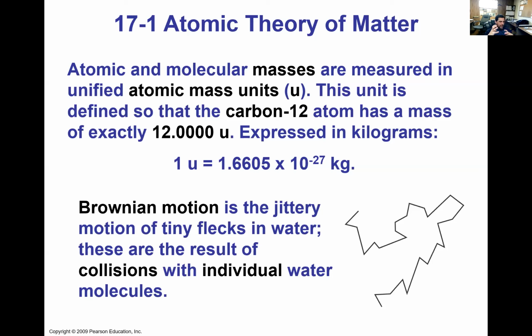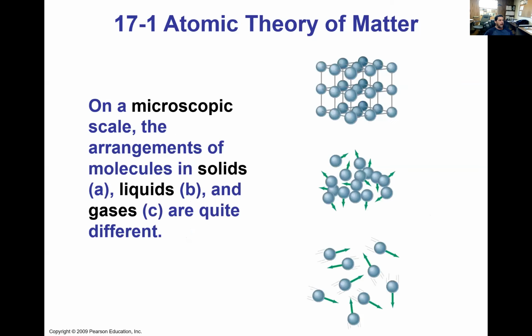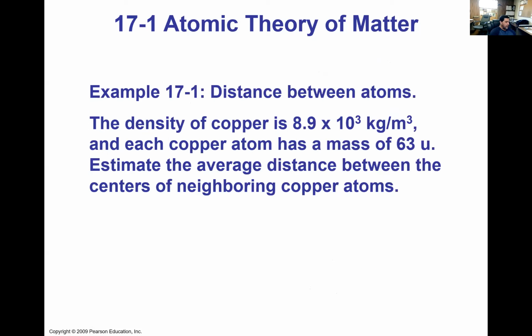So motion on an atomic level is very jittery, almost like tiny flecks in water. They're the result of collisions of individual molecules, okay? On a microscopic scale, when you take a look at different substances, up here would be solids, in the middle here would be what liquids look like on an atomic level, and over here are gases, okay? And each one is quite a bit different, and they behave quite a bit different.